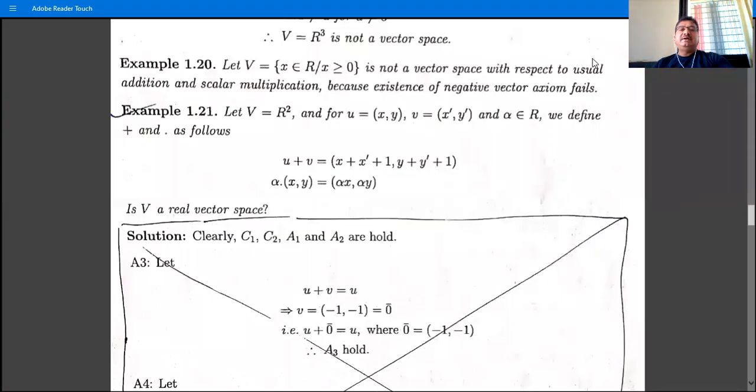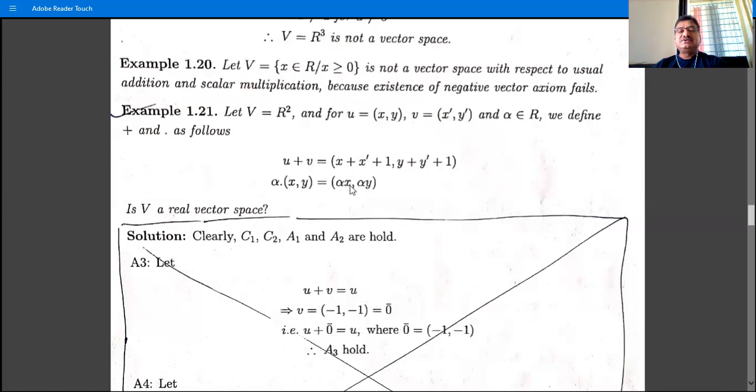Next example, let V be equal to R squared, u is (x, y), v is (x', y'), and alpha is a scalar, alpha belongs to R. We define addition and scalar multiplication as follows: u plus v, that is the addition of (x, y) plus (x', y'), is what? (x plus x' plus 1, y plus y' plus 1). So that is the addition of these two. And alpha into (x, y) is (alpha x, alpha y).